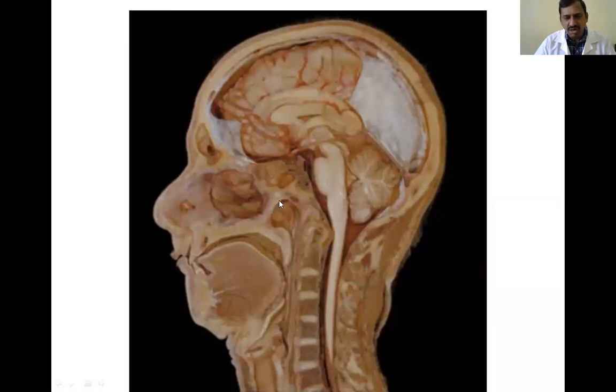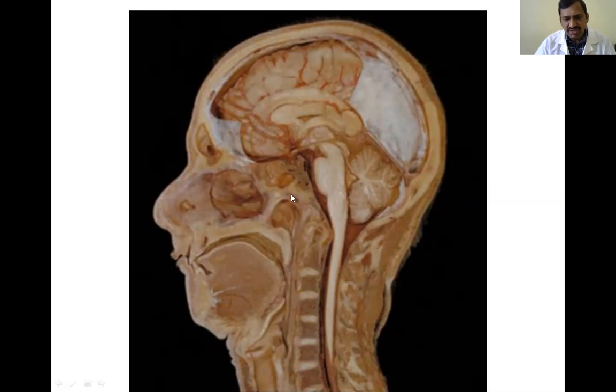These openings are called posterior nares. These are the anterior nares. The anterior opening of the nose is called the anterior nares, and the posterior part of the nose opens into the nasopharynx with the help of the posterior nares. They are also called choanae. Here this is the nasopharynx. Next is the oropharynx, and this is the laryngopharynx.